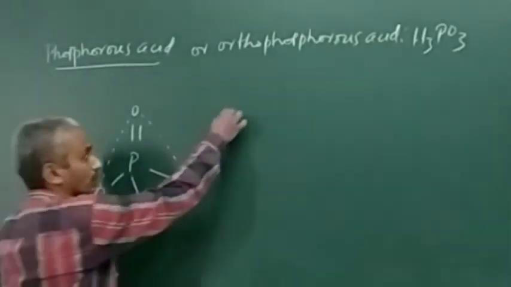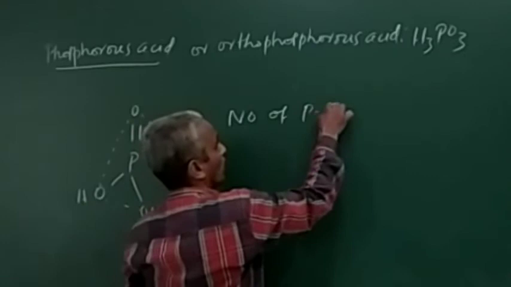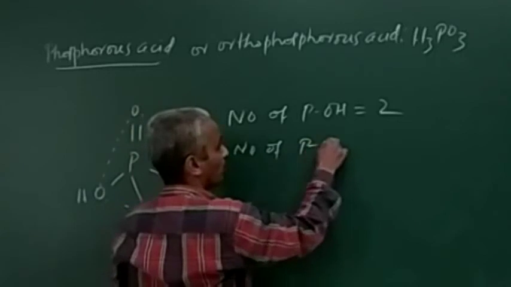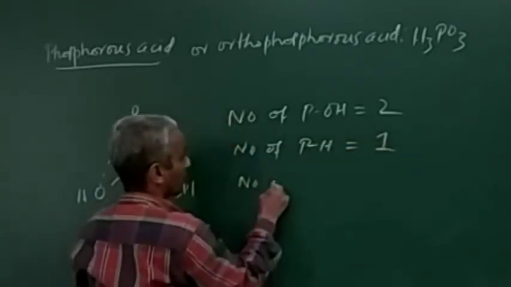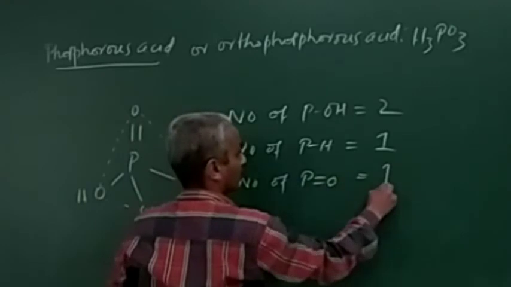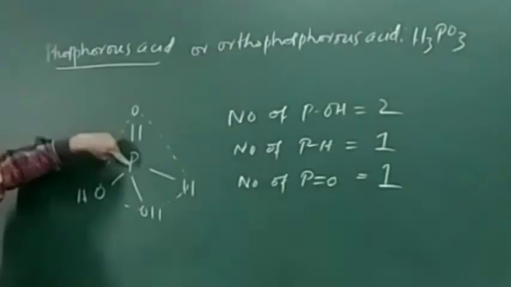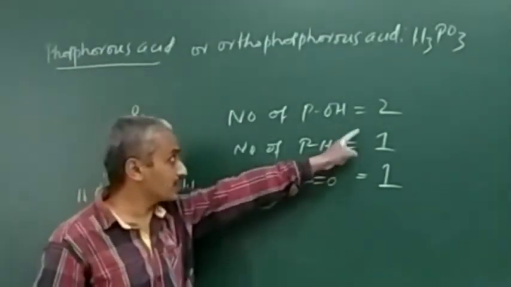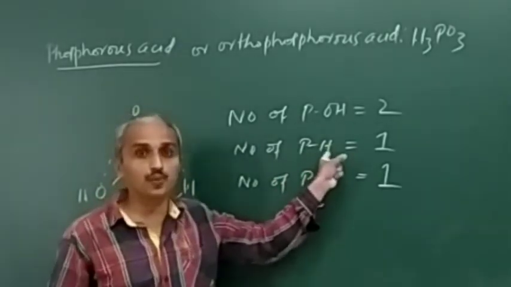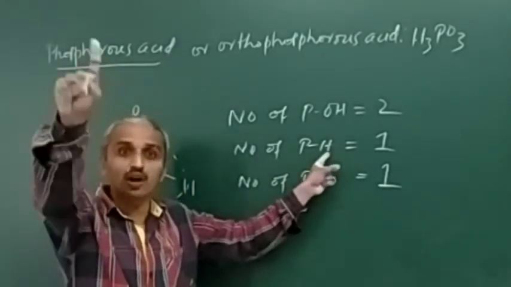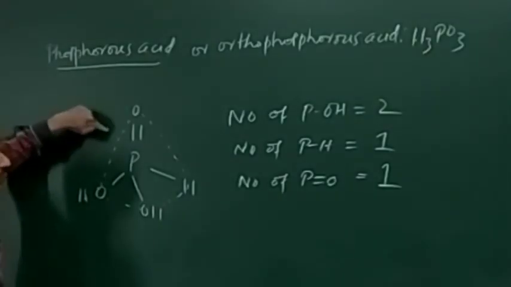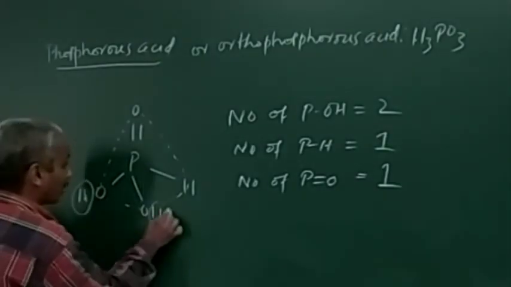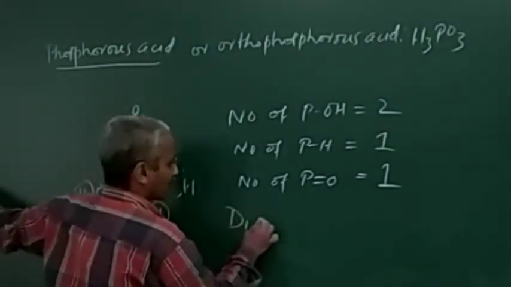Okay, now the number of P-OH bonds will be 2. The number of P-H bonds will be 1. The number of P double bond O is 1. P double bond O 1, P-H 1, P-OH 2. See, in the earlier case there were 2 P-H bonds, so it was a better or stronger reducing agent than this compound. And as 2 replaceable hydrogens are present, it is a dibasic acid.